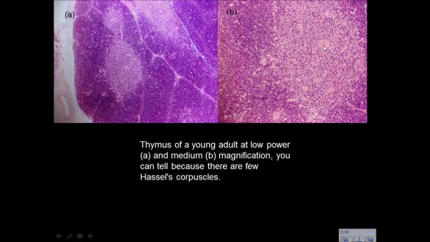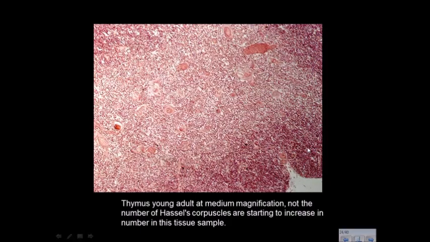What is this? Oh, Hassall's corpuscle. So we must be in the thymus. Okay, it's lobulated. Must be the thymus. It has a medulla and a cortex. And again, different maturation processes of T cells take place in the cortex or the medulla, and we'll talk about that in more detail later. Hassall's corpuscle. So this is probably a high magnification of the thymus. You will not see Hassall's corpuscles anywhere else.